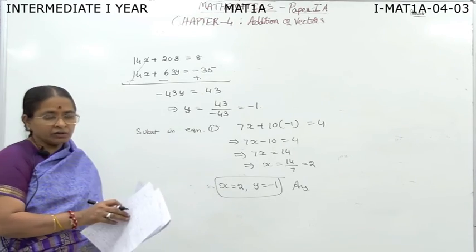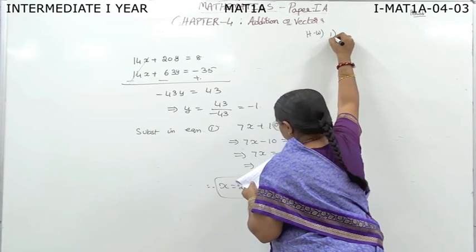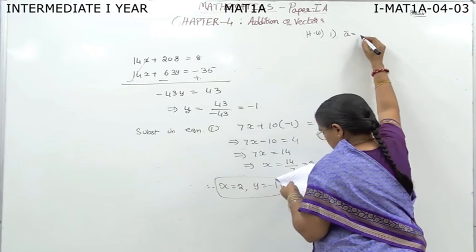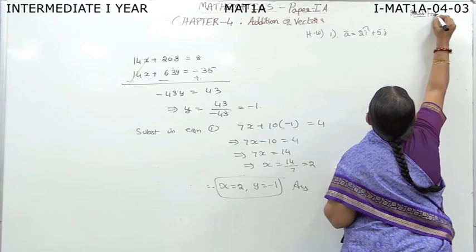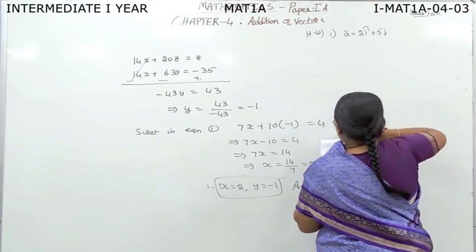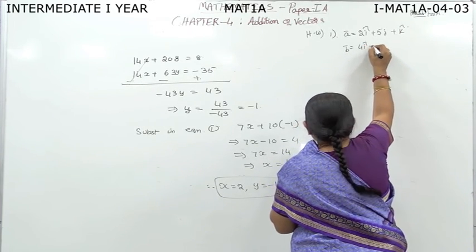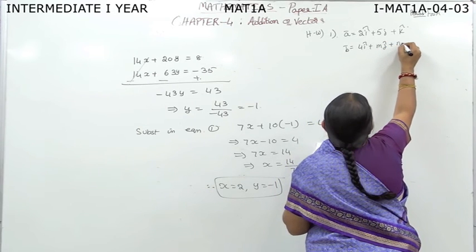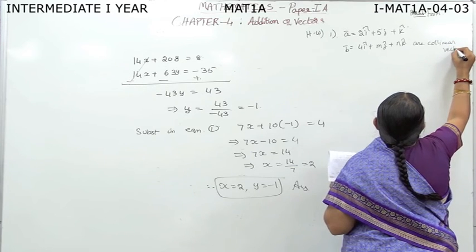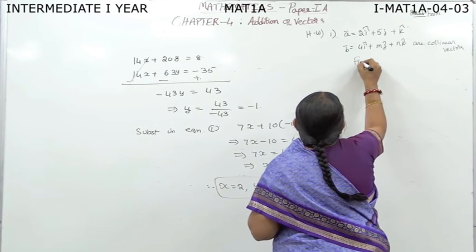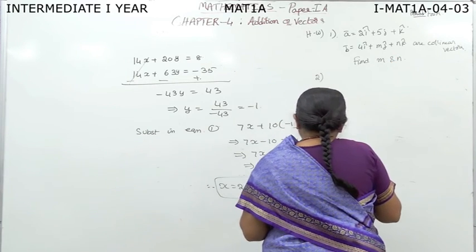Now take down the homework. So homework, first problem. A is equal to 2i plus 5j plus k and B is equal to 4i plus Mj plus Nk are collinear vectors. Find M and N. This is the first problem.